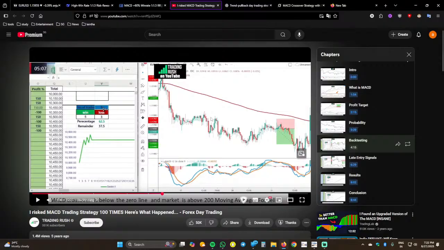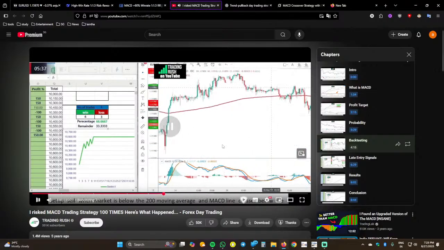this one he did not take because the MACD crossover happened below the zero line, and for sell trades the rules say it should happen above the zero line, which happened here. So this is a valid trade. It is below 200 moving average. For sell setup, yeah, he's taking valid trades which the rules say.